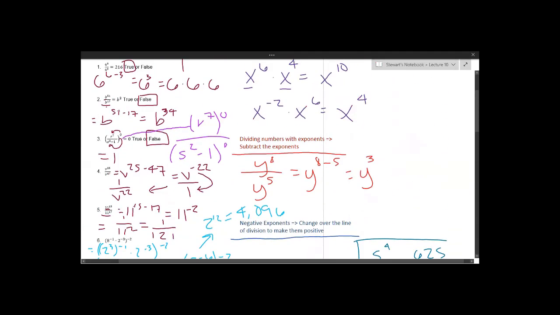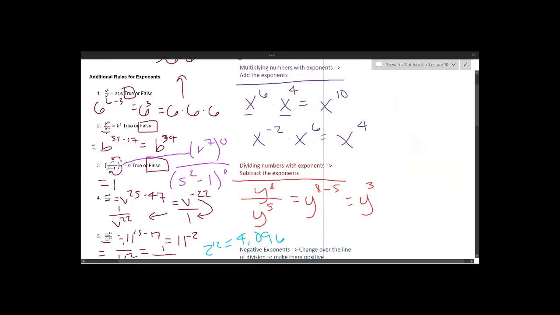Whereas, like I kind of highlighted up here, this s squared minus 1 in the denominator, those two terms are combined by addition or subtraction, in this case subtraction. So you'd have to apply that outside exponent of 0 to the entire expression rather than just each term. So that's just something worth noting. It'll help you out.